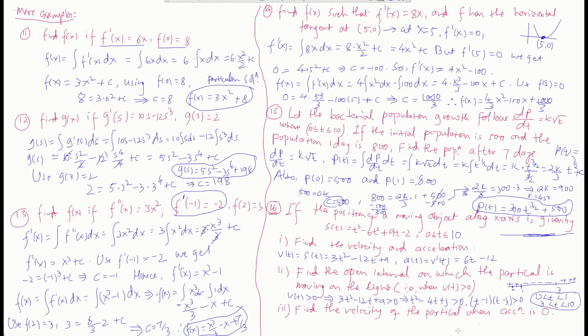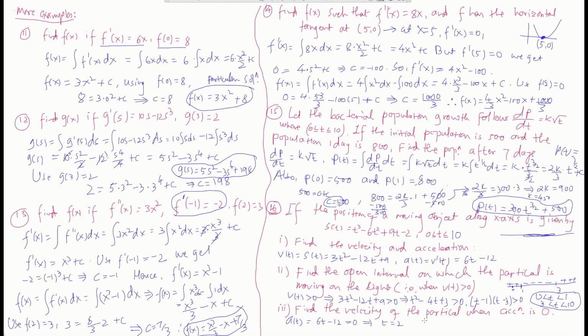That's fine too. And the very last one is find the velocity of the particle when the acceleration is 0. What is the acceleration? So a(t) equals 6t minus 12. It says when this is 0, what is t? This implies 6t equals 12, right? Add 12 on both sides. You will get t equals 2. And you are asked to find the velocity at t equals 2, when the acceleration is 0.